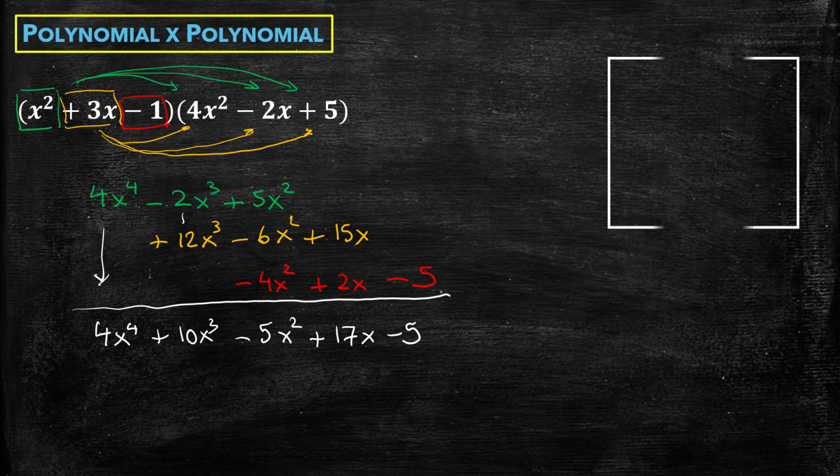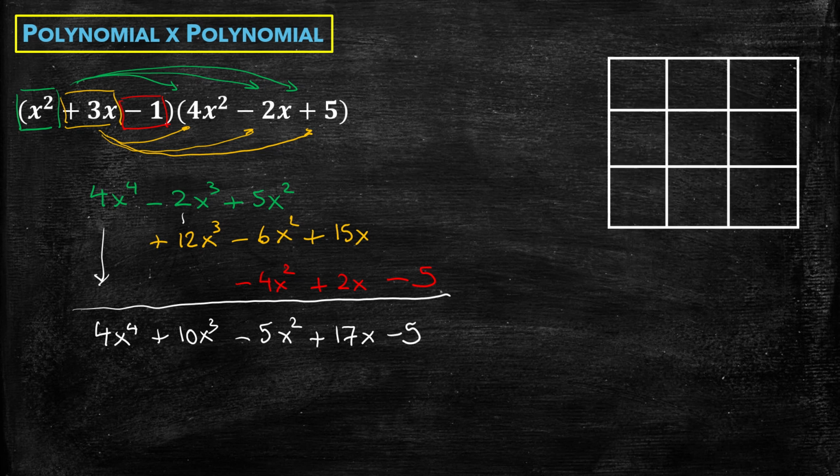You could also use the area model, and there's no reason not to make everything the same length. That's just fine. So we're going to put x squared. This is just symbolic, so it doesn't matter if they're all the same size. That's 3x, and that's minus 1. And I'm going to put up here 4x squared minus 2x, and this is plus 5. And then we'll just multiply throughout.